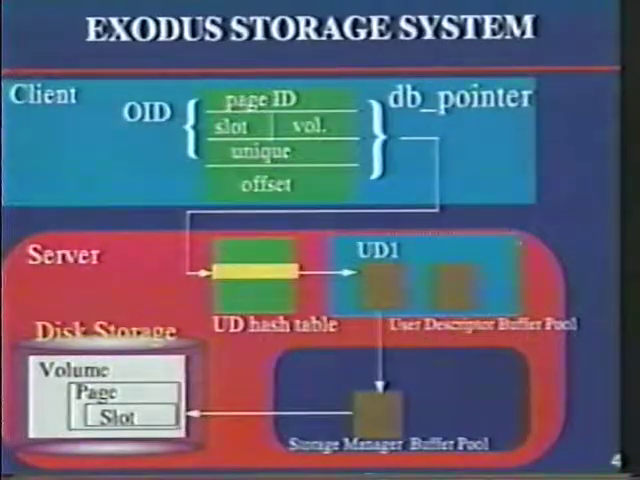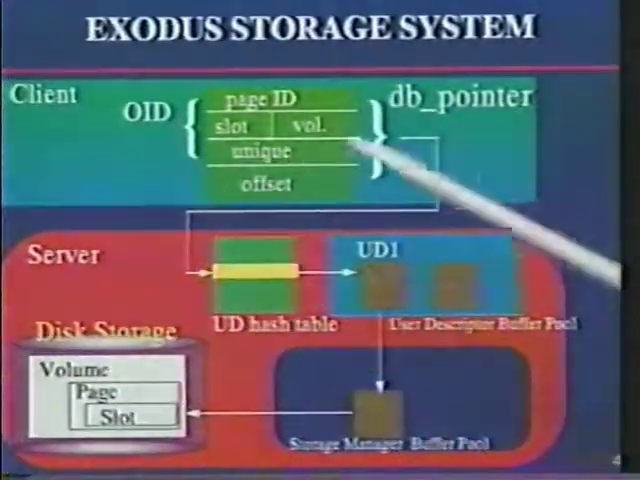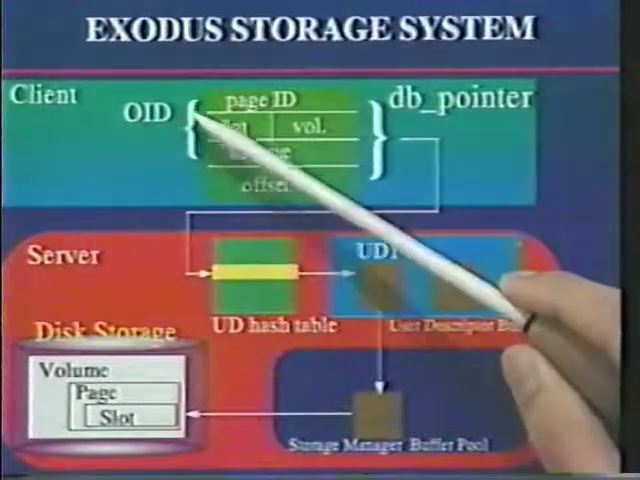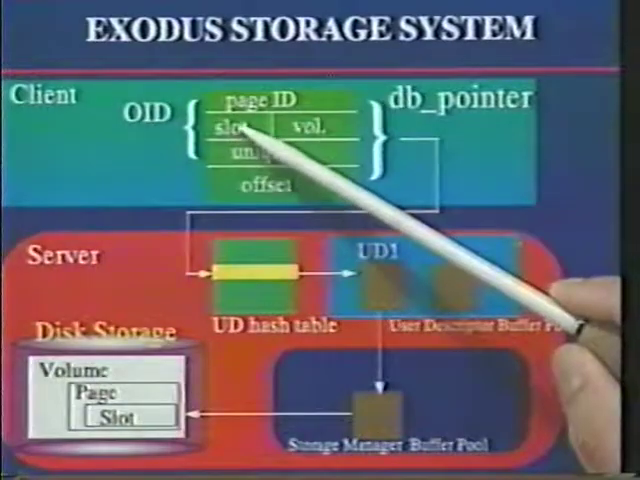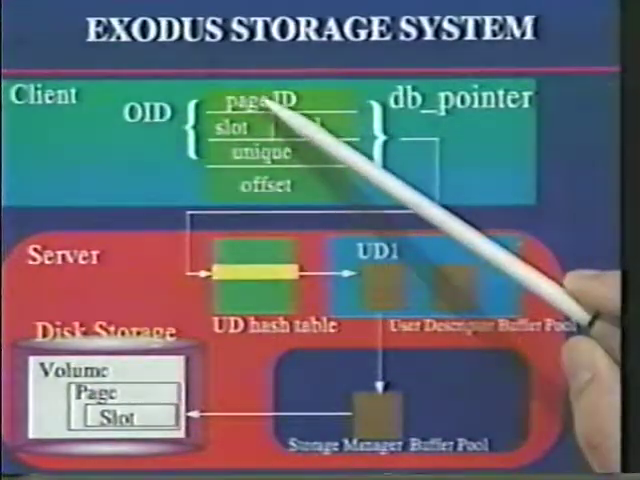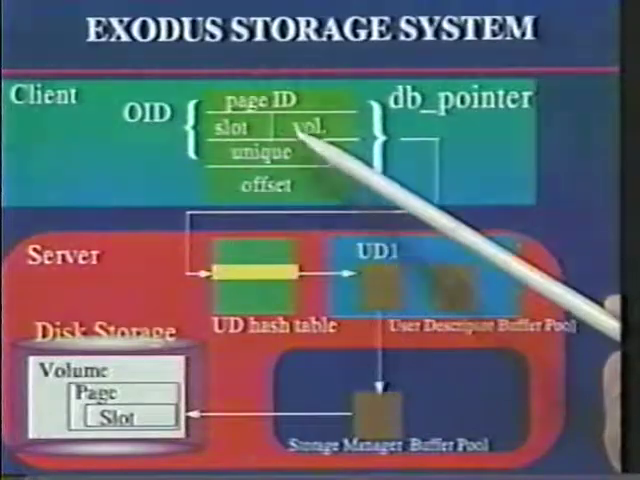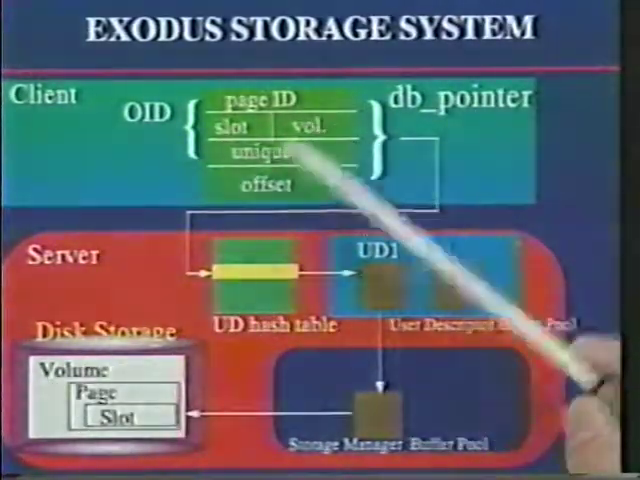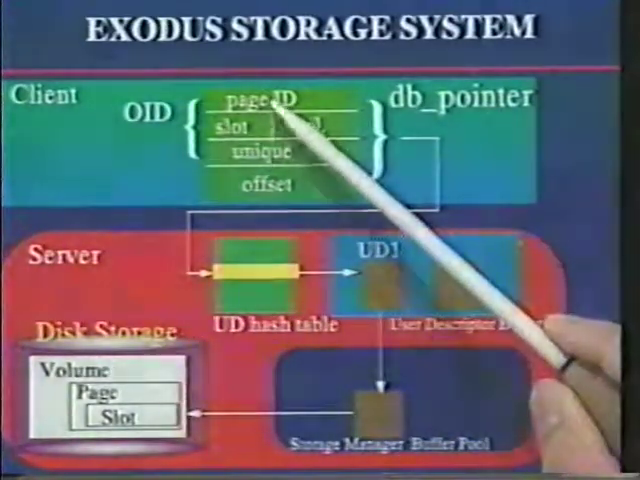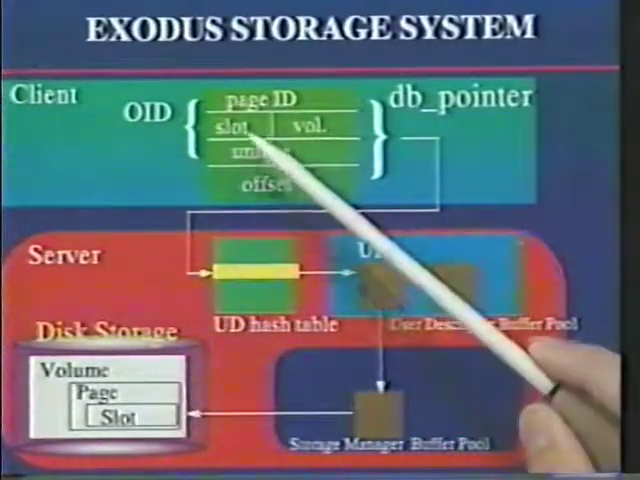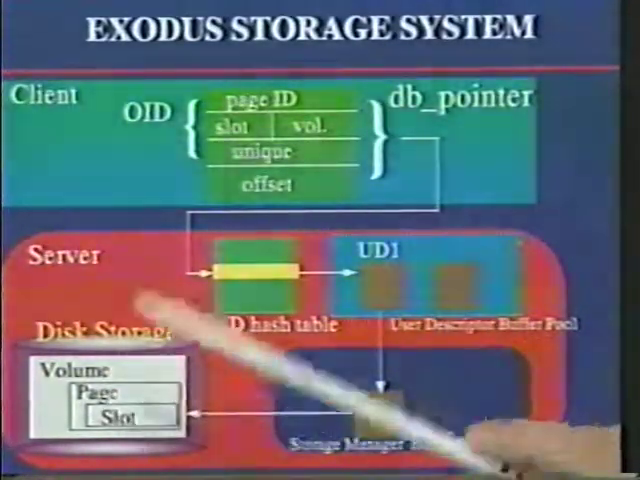Here is an example of how Exodus goes about doing its work, and this is a little tricky around here, where we create a unique object identifier, and associated with this unique object identifier we have a page ID, a slot ID, and a volume. The volume ID tells you where in the disk storage this one exists, the volume or the segment in the disk storage. The page ID will tell you what page it belongs to, and the slot ID will tell you the offset in this particular page where you can get it.